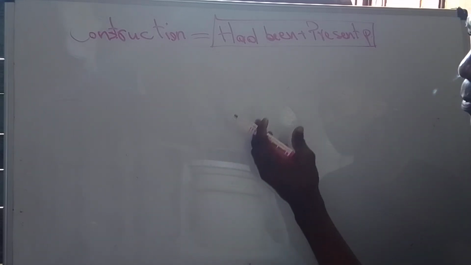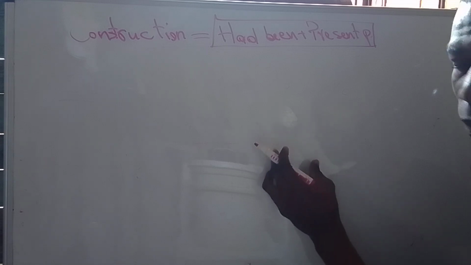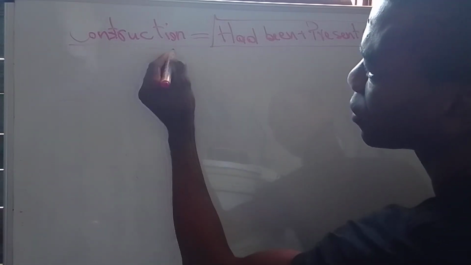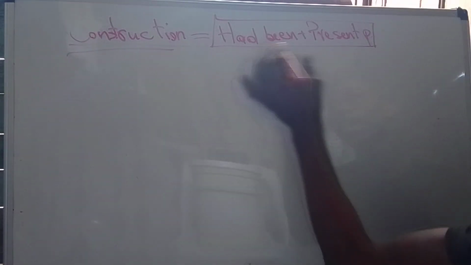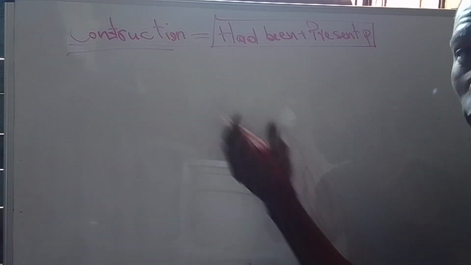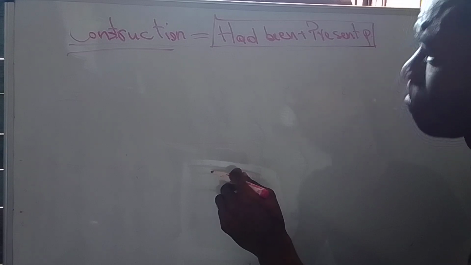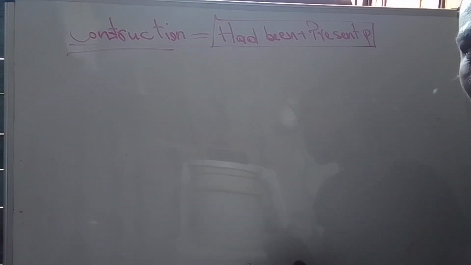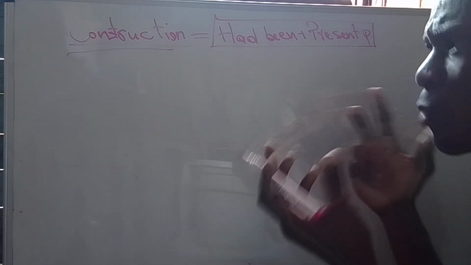Past perfect progressive, or past perfect continuous. This is the construction right here. Had been plus present participle. We will see it in some examples right here. Okay. Had been plus present participle. Make sure you understand, guys, because it is really important.